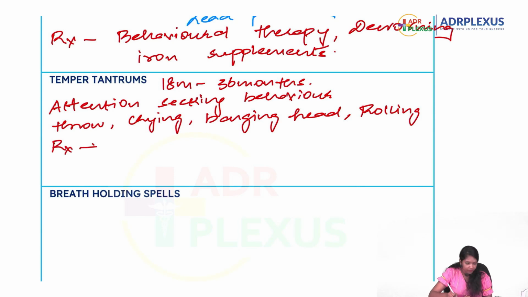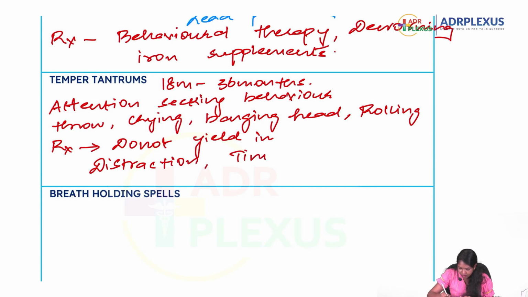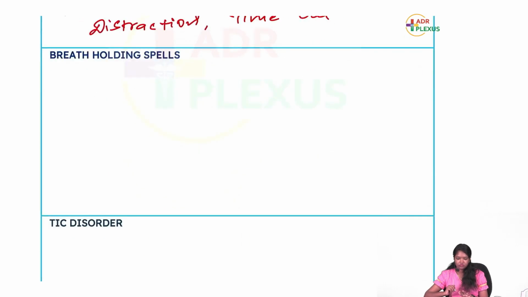What to do for this temper tantrum? What to do? First thing is, do not yield into this behavior. Suppose the child is crying at the top of their voice for the toy. Just because you feel embarrassed in front of everyone and you want to make your child stop, you go and buy the thing and give it to the child. The child will think that if I cry, I will get everything. So this behavior will keep on continuing. So you should never yield in. You should just distract them. So distraction and timeout techniques are helpful. You should never yield into this behavior. That is temper tantrum. Okay.